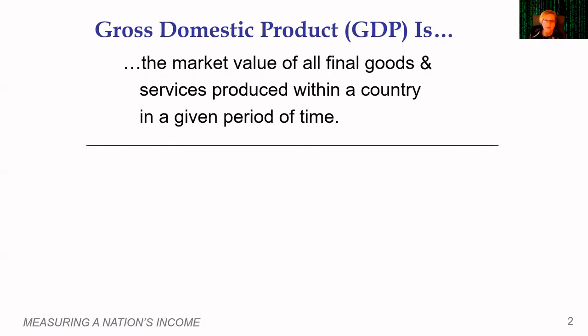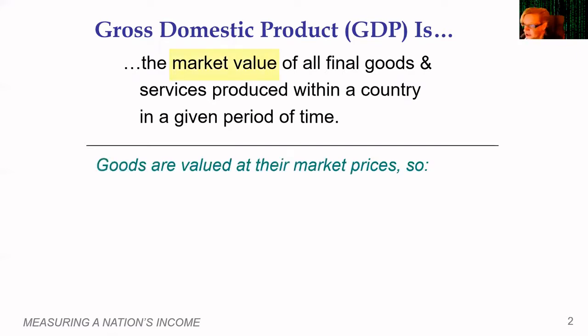If you totaled up everything that people buy, everything that the government buys, everything that people use for businesses, and all of those things together, as well as our net exports, that's going to be the gross domestic product.